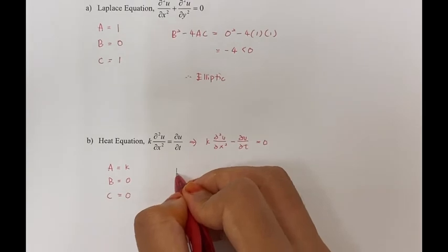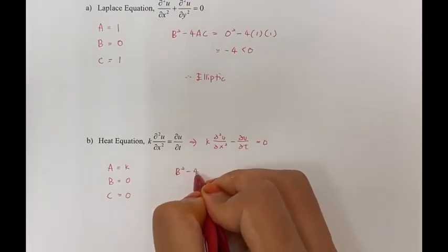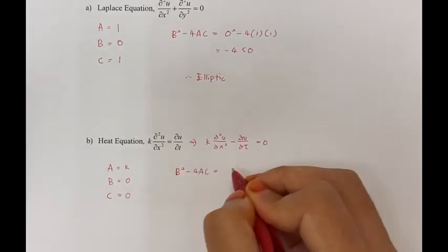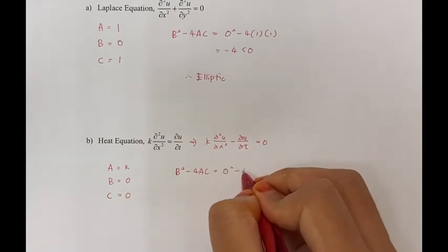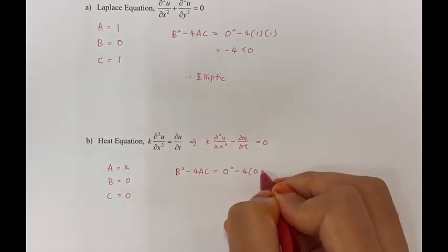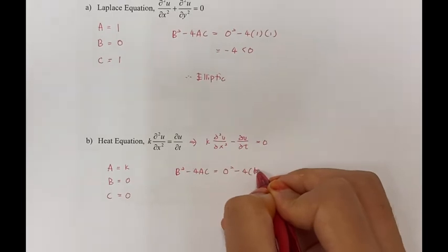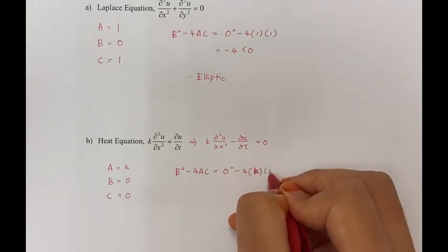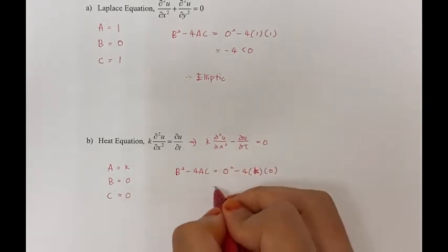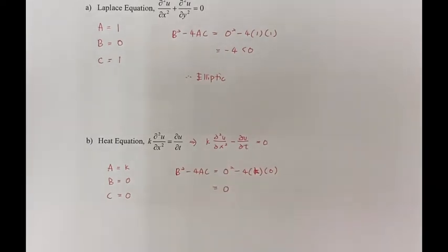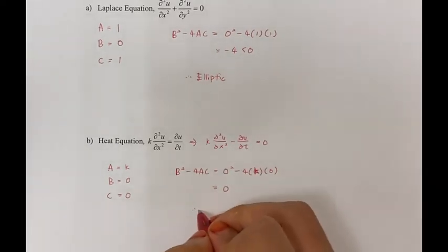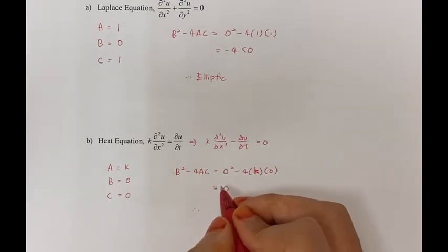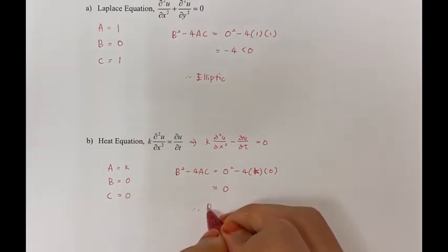So b square minus 4AC is equal to 0 square minus 4 multiplied by 0. Sorry, this is K. A is K, and C is 0. 0 square minus 0 is 0. So we conclude that this heat equation is actually a parabolic PDE.